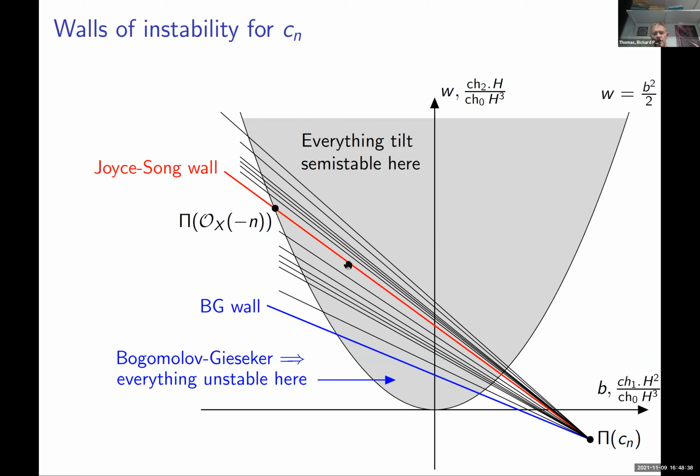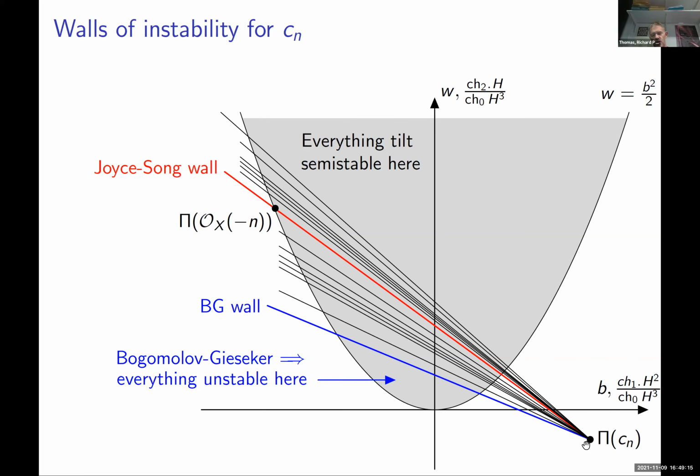And you can try and analyze their walls. We don't know too much about them, but what we know is, firstly, there's only finitely many of them. There's a lower bound to them, which I shouldn't have called a wall, this Bogomolov-Gieseker line here. Below here, any object of class Cn has to be unstable by the Bogomolov-Gieseker inequality. So we know down here our invariants are 0. Then there's a finite number of walls. One of them is red. We call that the Joyce-Song wall.